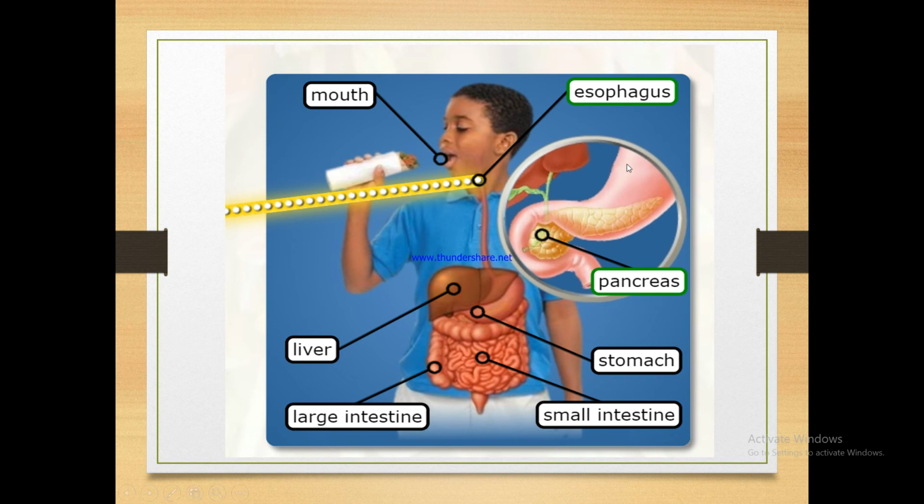It also secretes chemicals that break down food. It weighs almost about 2 kilograms, and it is also responsible for digestion of food. So this was a picture about the organs, the different parts: mouth, esophagus, pancreas, stomach, small intestine, large intestine, and liver. I told you one by one all about it.